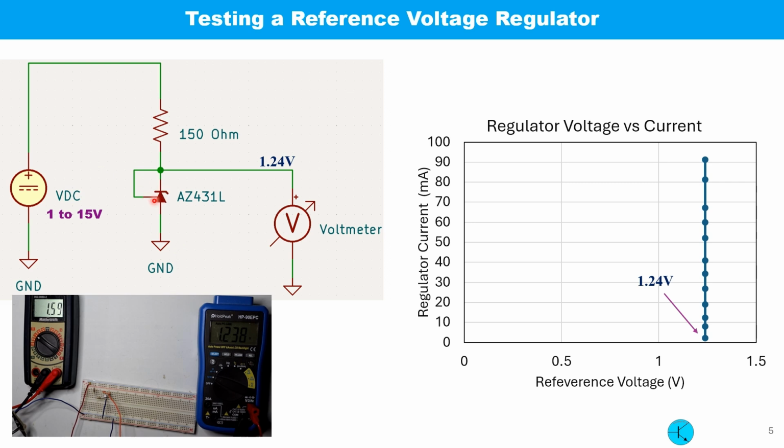I shorted the adjust or ADJ point with the cathode so that it gives 1.24 volt all the time. I use this circuit to test how good the reference voltage source is. I varied the voltage from 1 to 15 volt. Current changes from 0 to 90 milliampere. However, the voltage remains the same 1.24 volt throughout the entire range.